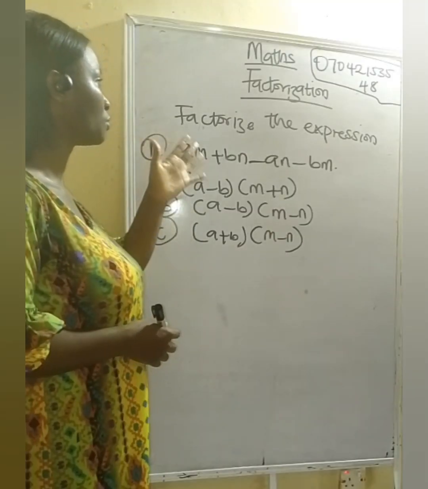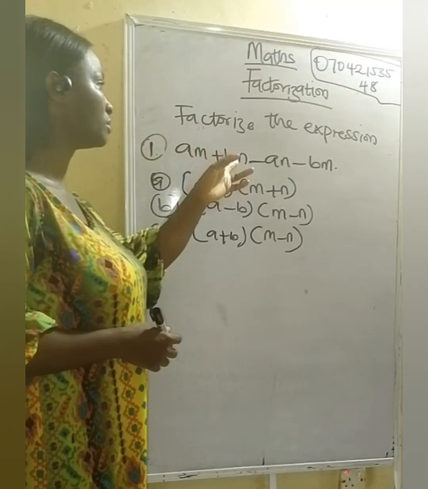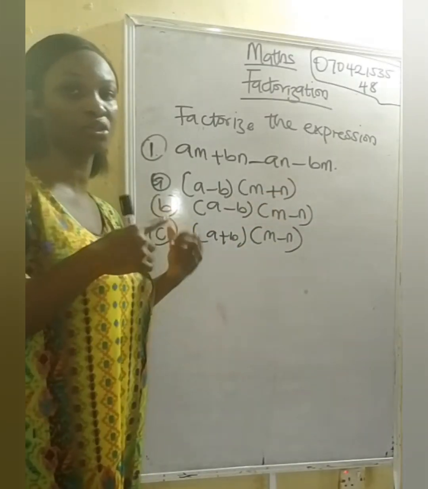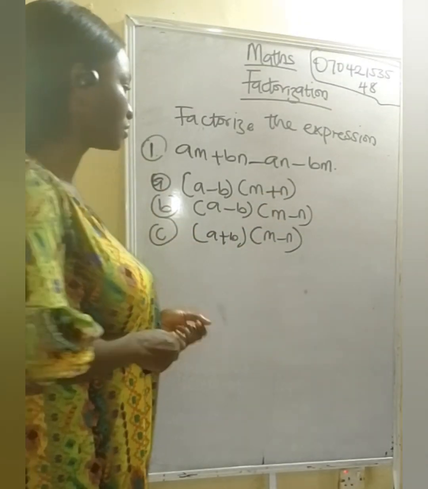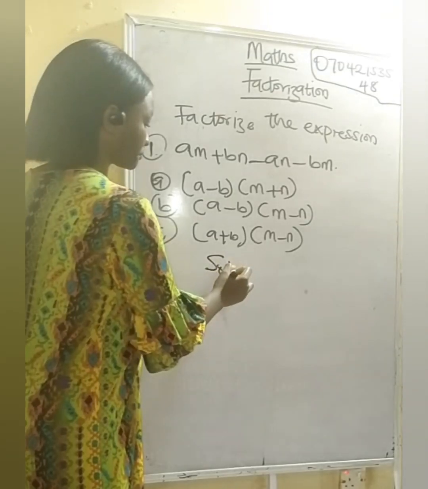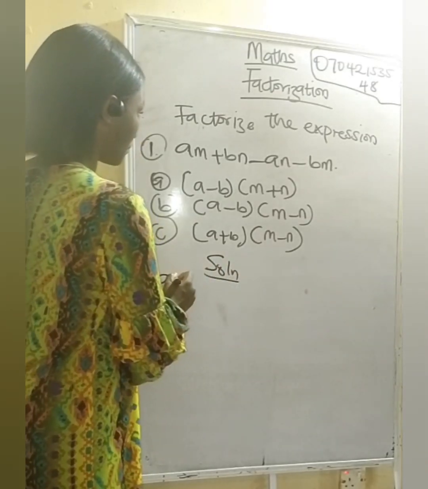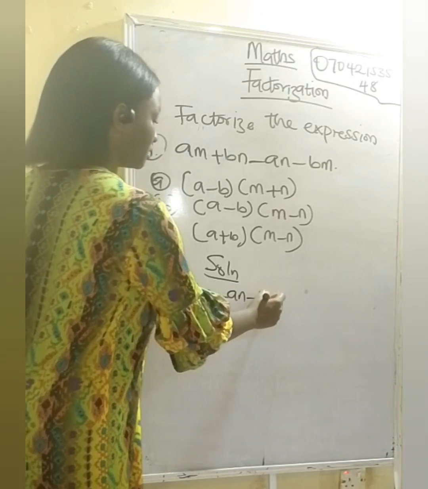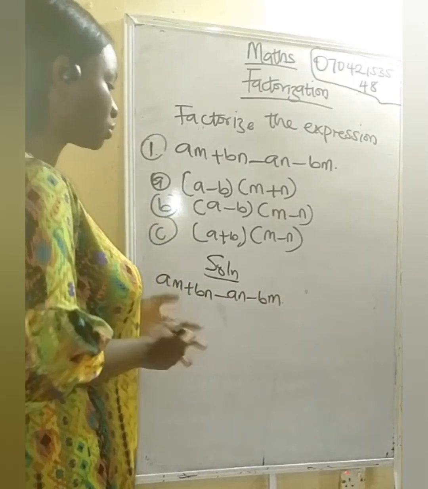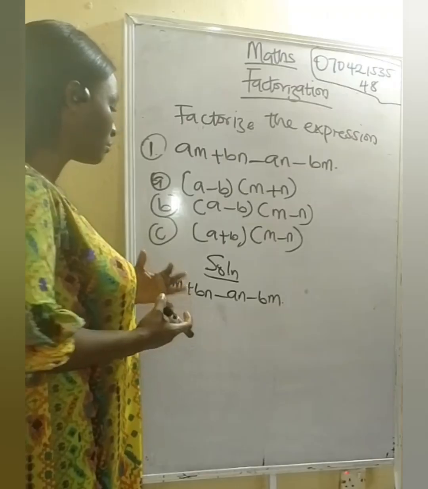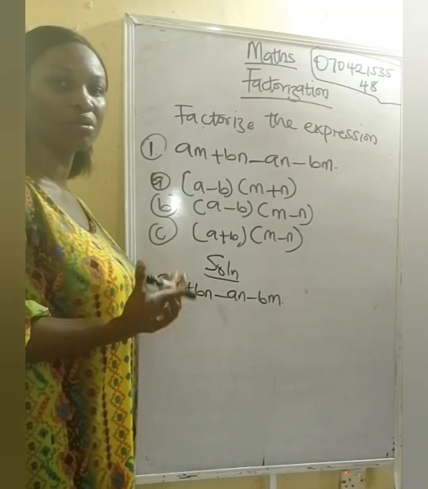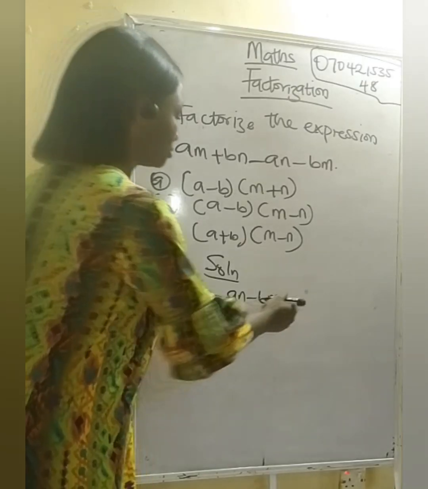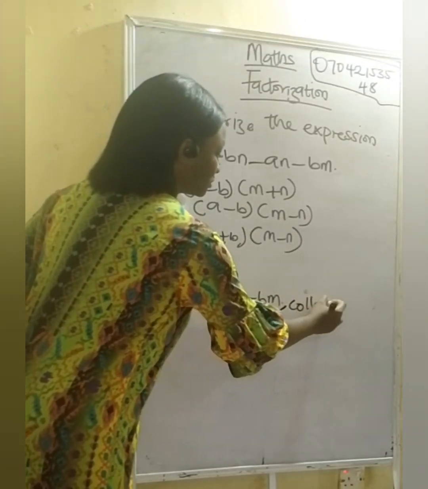We have to factorize the expression am plus bn minus an minus bm. Alright, so these are the options, and one of these options, as we all know, is correct. So let's solve. So we have am plus bn minus an minus bm. Alright, so what are we going to do? We are going to collect like terms. Like terms meaning bringing the numbers that look alike, or the alphabet that look alike, we bring them together. Alright, that is what we are going to do. So collect like terms.